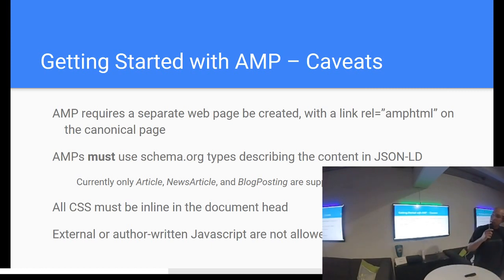Now if you're interested in getting started with AMP pages or accelerated mobile pages, AMP pages is kind of redundant, so it's AMP. AMP does require a separate web page be created. You can't just use a regular web page. You actually have to write a separate document with separate markup. And on that separate page, you have to identify that it is an AMP page using a link rel in the document head, and then also you have to use the link rel on the canonical page, and you also have to link back to the canonical page from the AMP page.